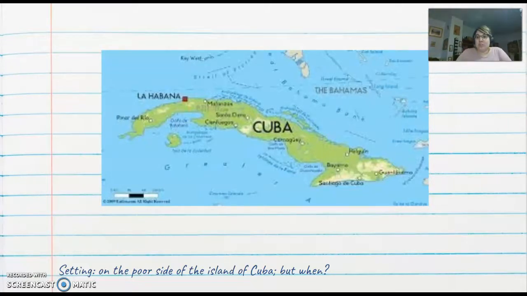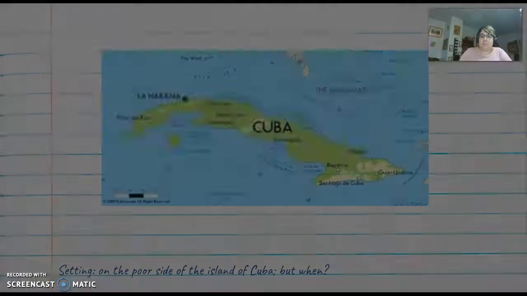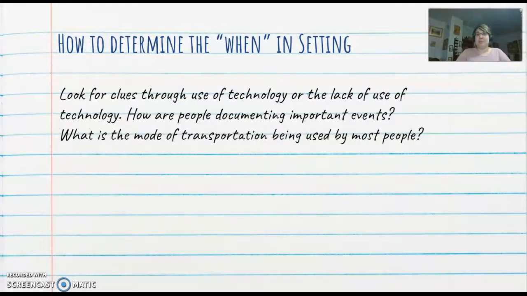But setting is not just a where, it's also a when. I'm not going to tell you, but I will tell you how to find out, which is one of your goals in looking at this text. You are going to look for clues through the use of technology or the lack of technology. How are people documenting important events? Are they using a camera? Are they drawing a picture of it? Have they pulled out their phone and are they taking a video, or are they just taking pictures of it?